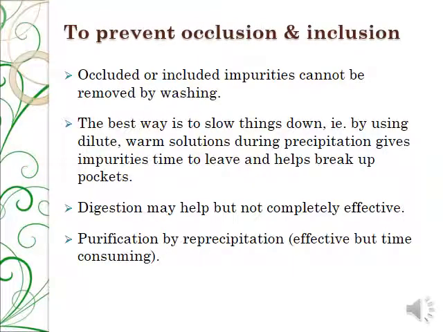So how to prevent occlusion and inclusion impurities? Occluded or included impurities cannot be removed simply by washing. So the best way is to slow things down, meaning we are slowing down the precipitation process. In this case, by using dilute warm solutions during the precipitation stage, step 2, to give impurities time to leave and to help break up the pockets, especially the occluded impurities. Digestion may help, but is not completely effective.